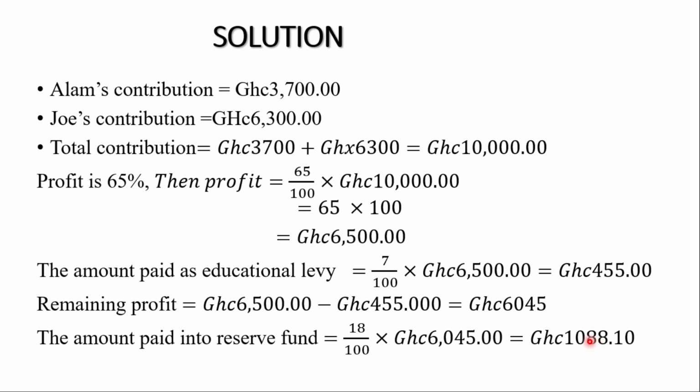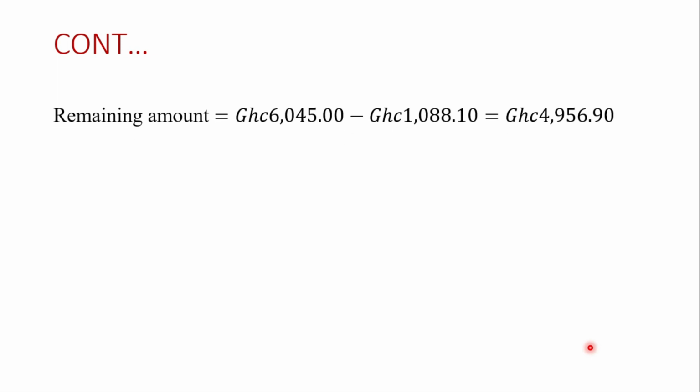So it means that 18% of 6,045 is 1,088.10 Ghana cedis. So this is the amount going to be paid as a reserve fund. And now to answer the questions, the remaining amount after he has paid the reserve fund, we take the remaining minus the amount he paid for the reserve fund. So what is now left is 4,956.90 Ghana cedis.